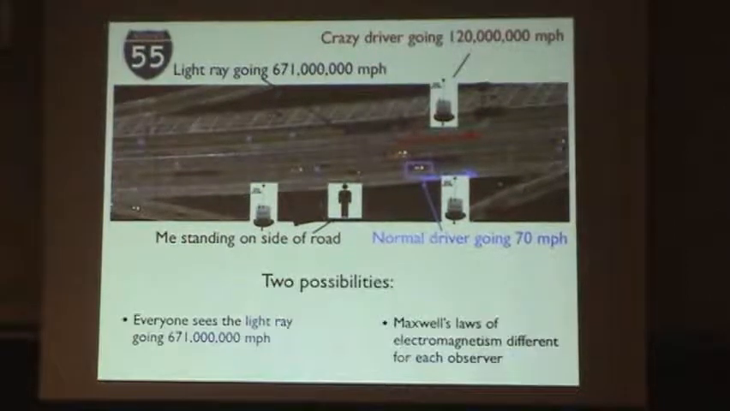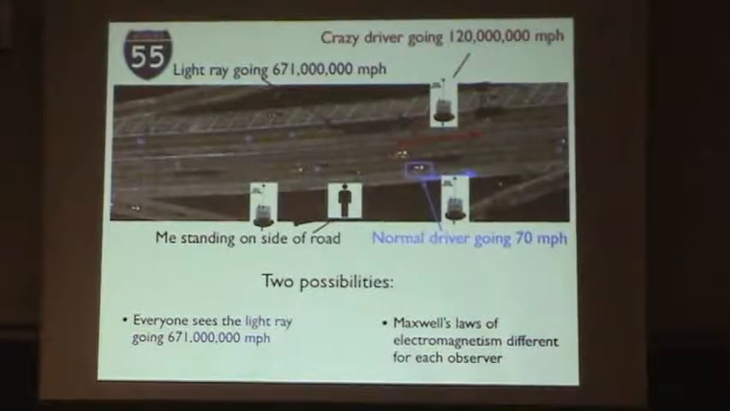So what's going on? Well, there are really two possibilities. One possibility is that everybody really does see the light ray going 671 million miles an hour, and then we have to revisit how we relate what I see to what you see. And the second possibility is that Maxwell's laws of electromagnetism are different for every observer, which is basically saying that my measurement of epsilon naught with my torsion balance will be different than your measurement of epsilon naught with your torsion balance. So these are the two possibilities we're faced with. And either one is very strange, right? The reasoning of the previous slide was very clear: everybody should not see the light going at the same speed.